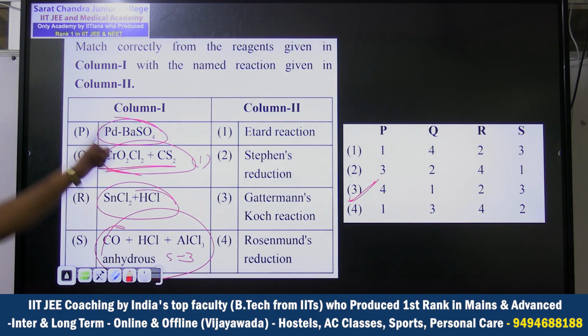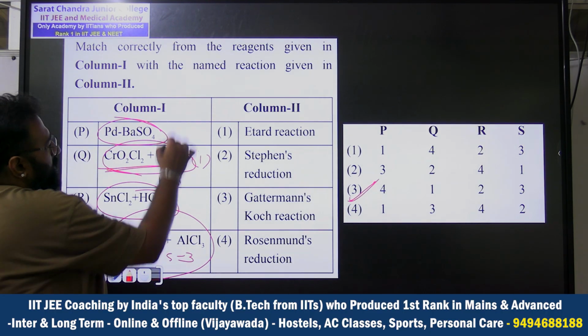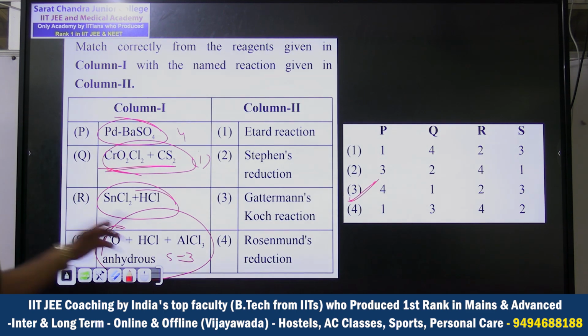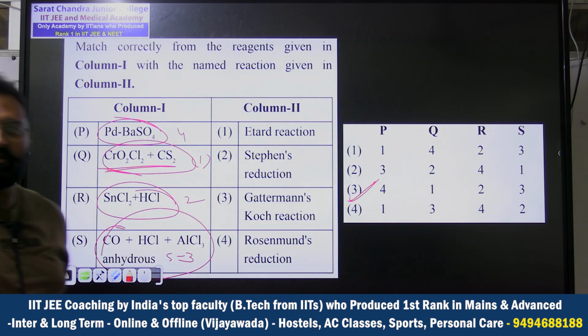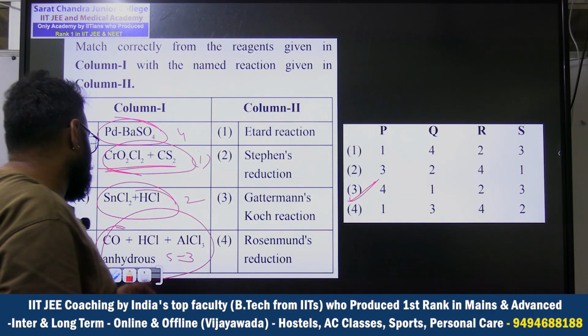For P it is Rosenmund, and R is Stephen reduction. So option number 3 is your correct option.